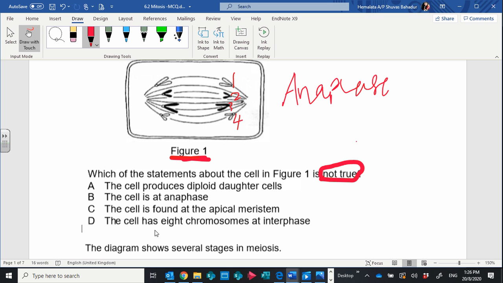So the cell has 8 chromosomes at interphase. This is certainly wrong because you have 4 chromosomes over here. The cells produce diploid daughter cells. Yes, mitosis produces diploid daughter cells. The cell is at anaphase, correct? And the cell is found at apical meristem. Apical meristem is the part of the plant that actively divides. This is the place where the cells undergo rapid growth. So this is honestly true. So the wrong answer, which is the right answer for this question, is D.